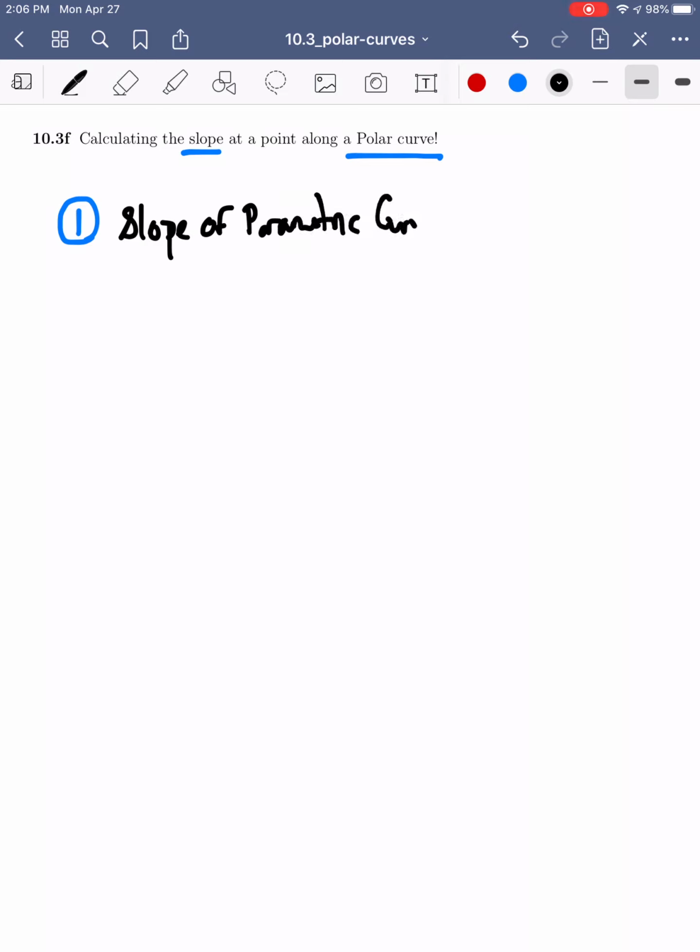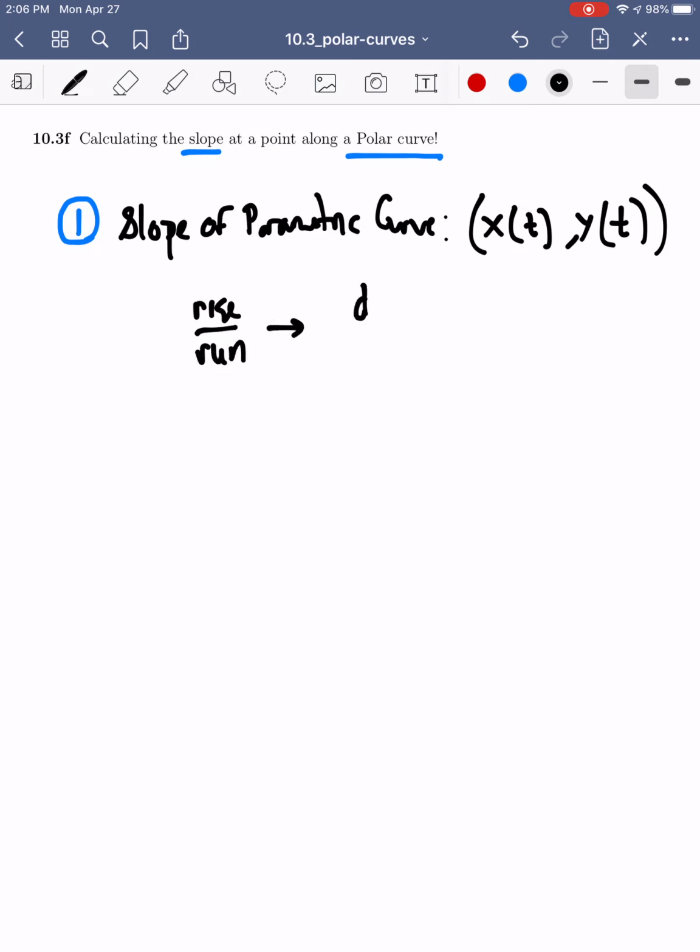So if we have a parametric curve where our parameter is, say, t, we noted that if we're interested in slope, slope is still a rise over run. And in particular for us, it's a dy over dx, a change in y over change in x, or rise over run. And for a parametric curve, we found this to be the derivative of y with respect to t over dx dt.